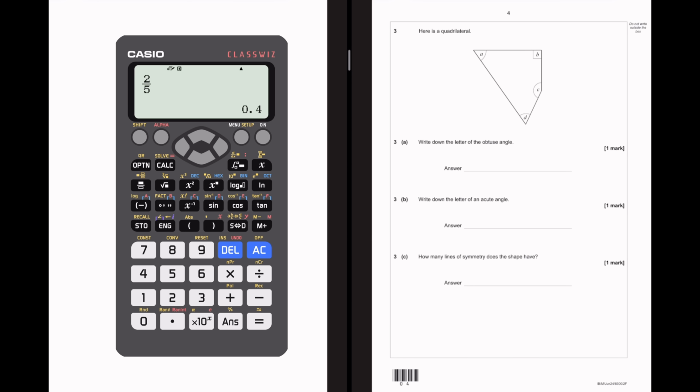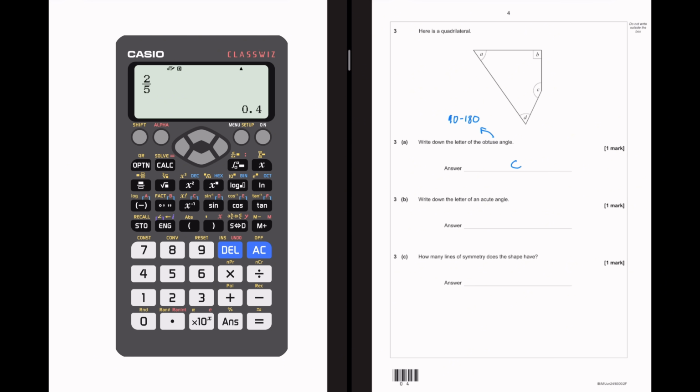Question 3 says here is a quadrilateral. Write down the letter of the obtuse angle. So an obtuse angle is between 90 and 180 degrees. So that will leave us with letter C.